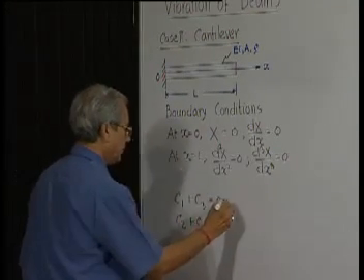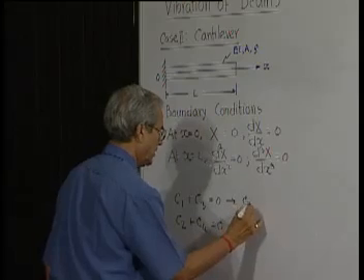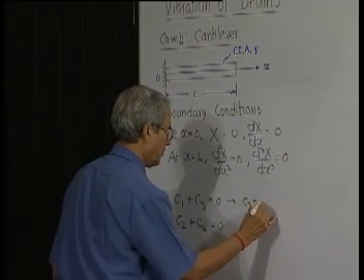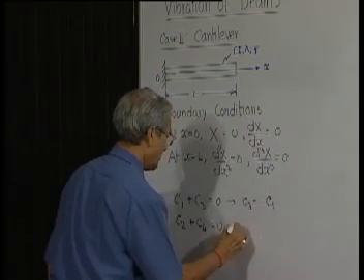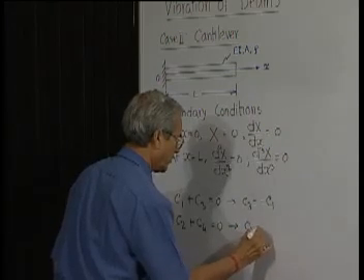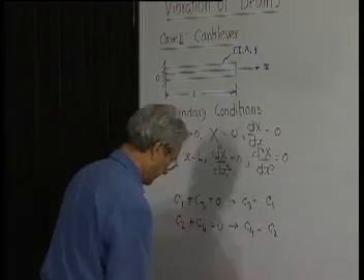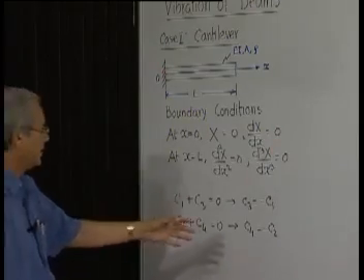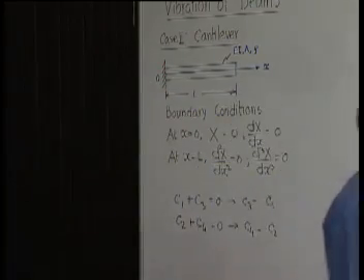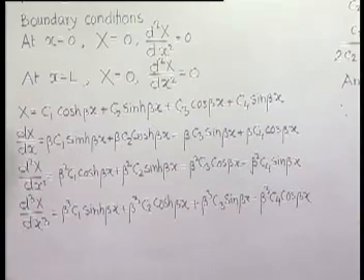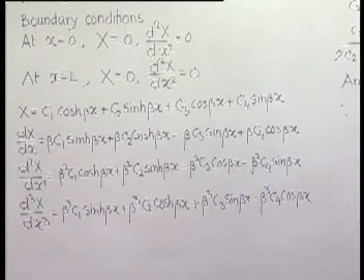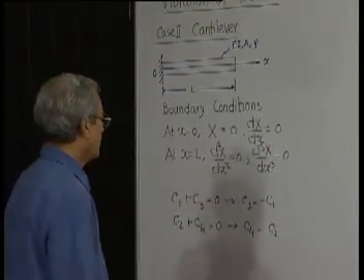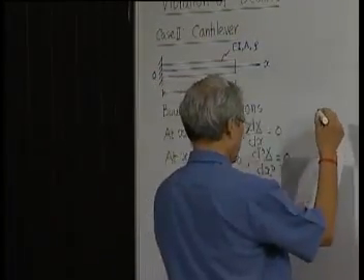So this will give C3 is equal to minus C1, and this will tell us C4 equal to minus C2. Then we can use these in the two other equations and put x equal to L and equate them to 0. So we will get these two equations then.